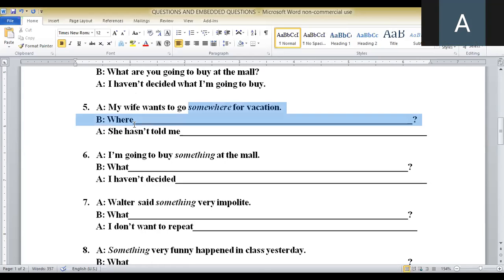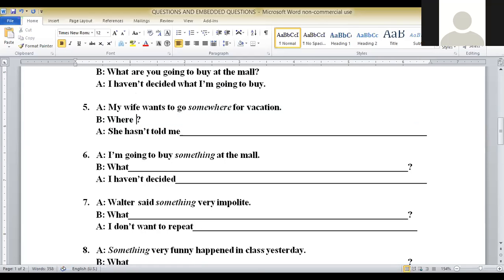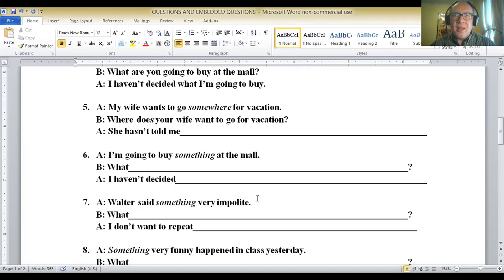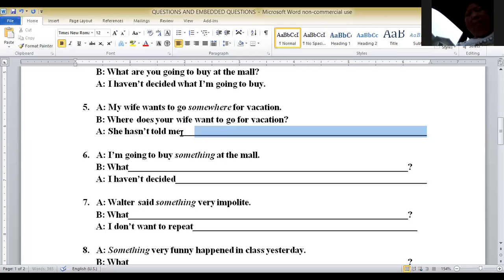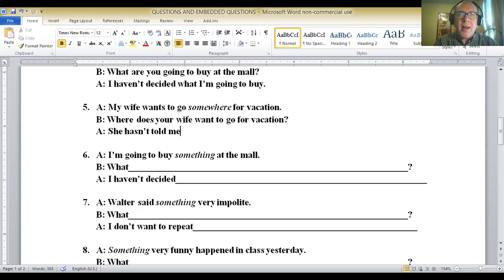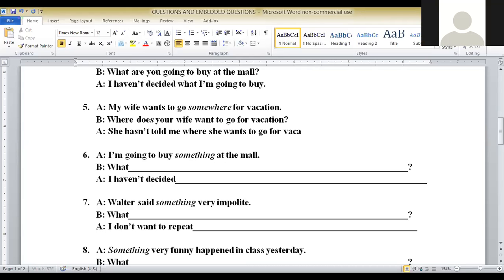All right, next one. My wife wants to go somewhere for vacation. This is simple present, isn't it? Want. So what can we say? Where does your wife want to go for vacation? And our answer: she hasn't told me where she wants to go for vacation. Where does your wife want to go for vacation? She hasn't told me where she wants to go.